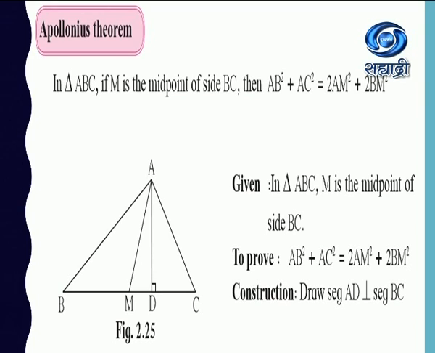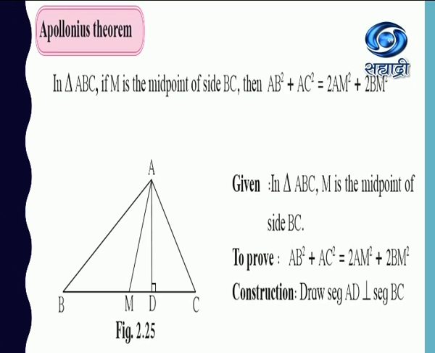Now only one thing you should remember, students: Apollonius theorem you can apply only when some midpoint has been supplied to you. Here in triangle ABC, M is the midpoint of side BC. So by this particular word midpoint itself, it tells you that BM is equal to MC, or MB is equal to CM. Clear? Because this is the midpoint, and you have to prove that AB square plus AC square is equal to 2AM square plus 2BM square.